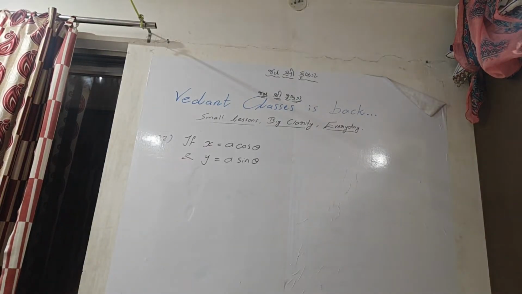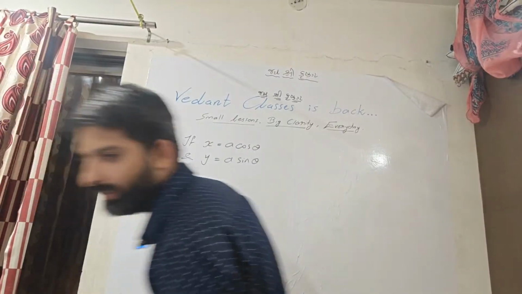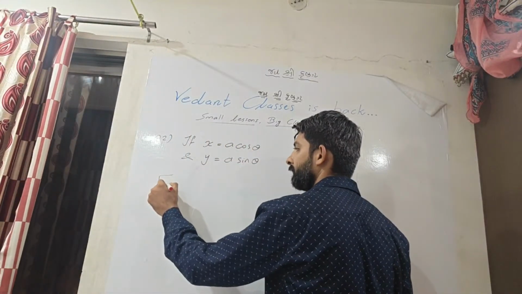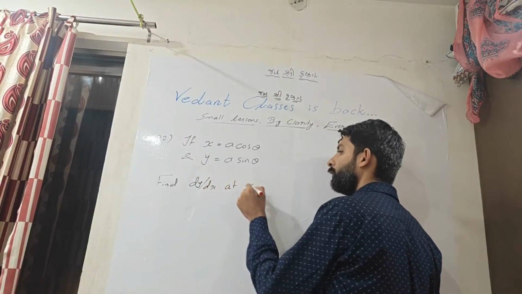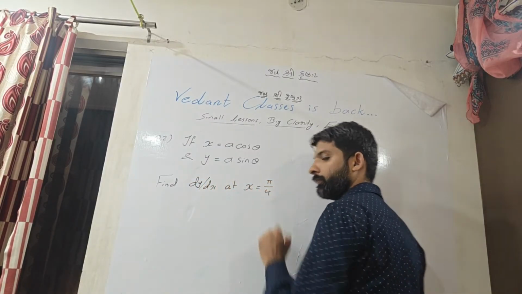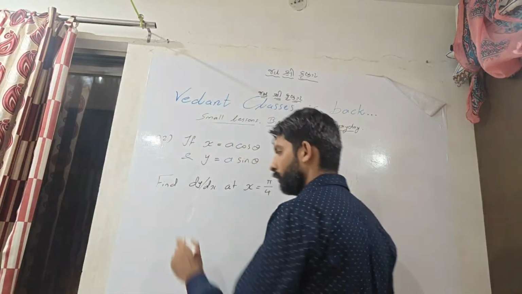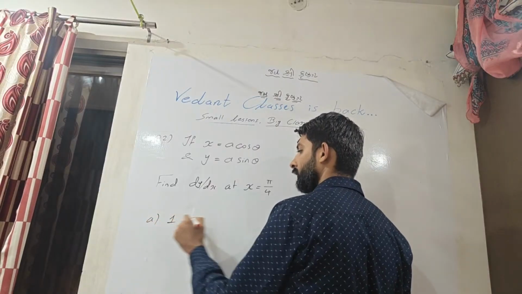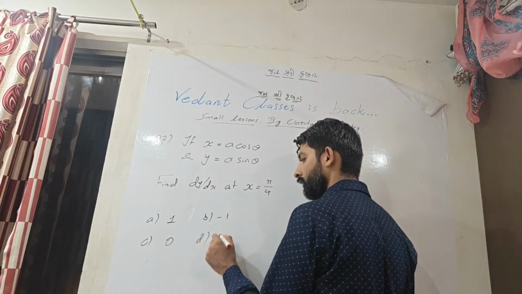Then find dy by dx at x equal to pi by 4. Options are 1, -1, 0, root 2.